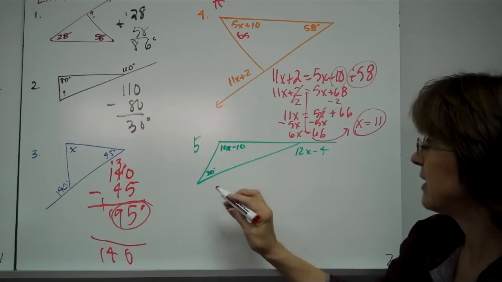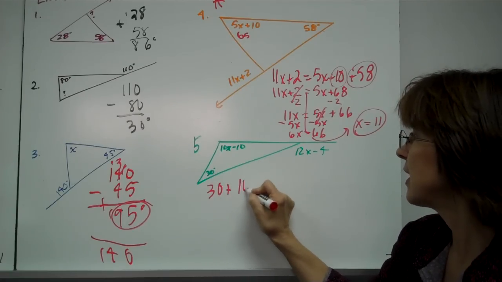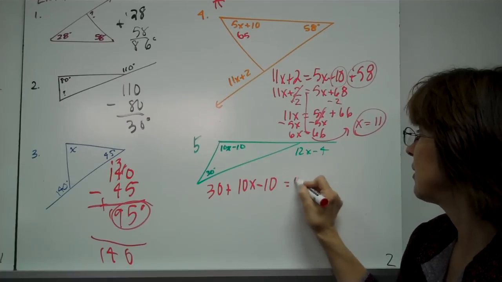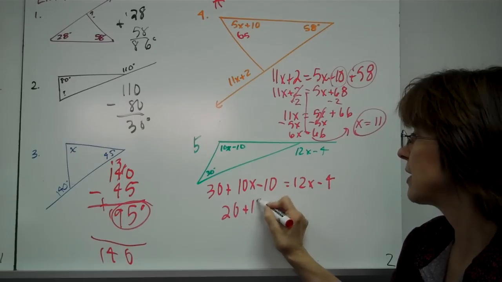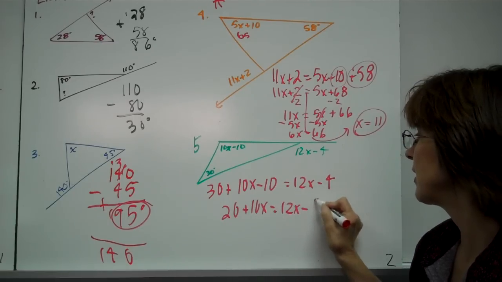Similarly, same thing. I have to add these together. So this is going to be 30 plus 10x minus 10 is equal to 12x minus 4. Combine the like terms, that's going to be 20 plus 10x is equal to 12x minus 4.